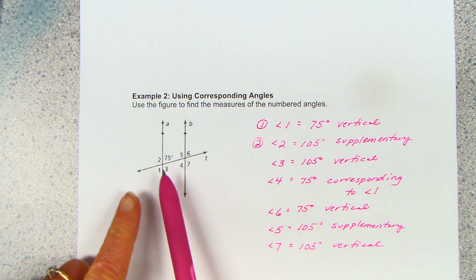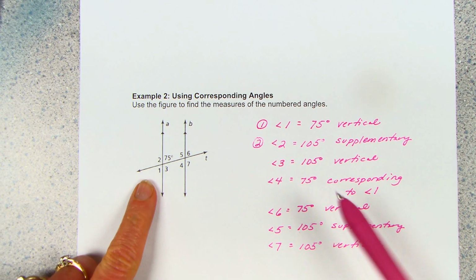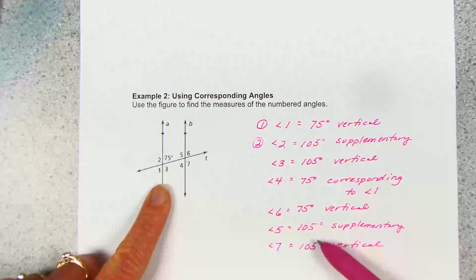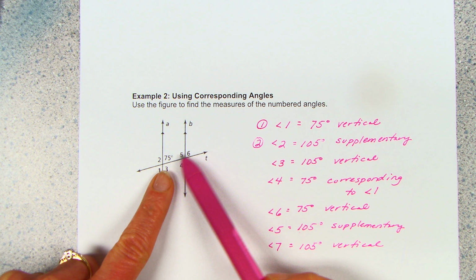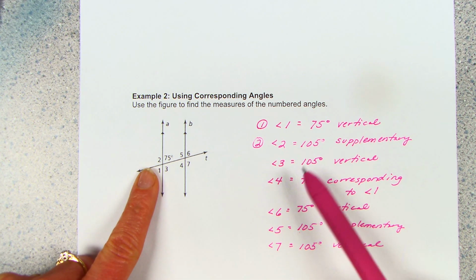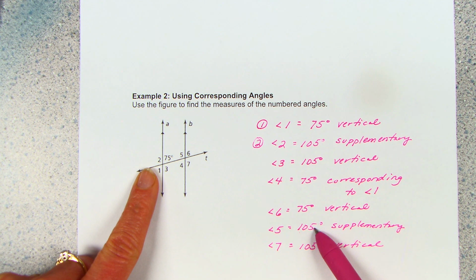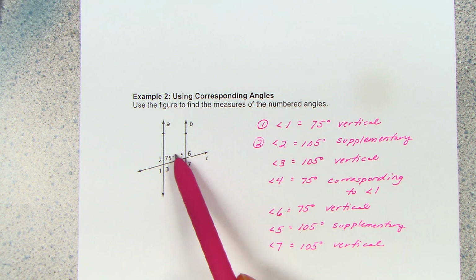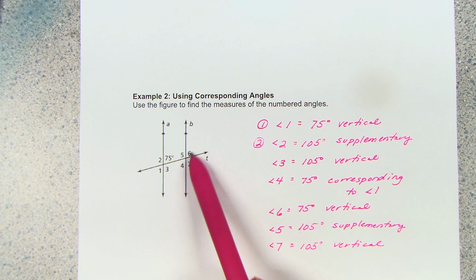So I might want to check and say, okay, 1 and 4 should be the same, and 3 and 7 should be the same, 6 should be 75, and 2 and 5 should also be the same. All right, so all of my corresponding angles are the same, and it checks out the same as using vertical and supplementary angles.